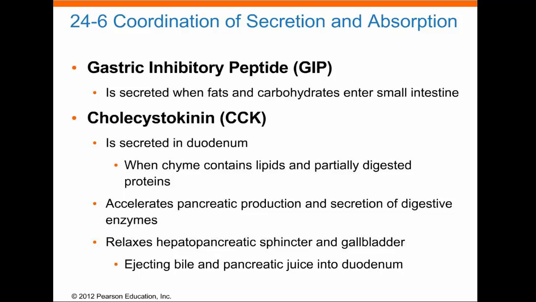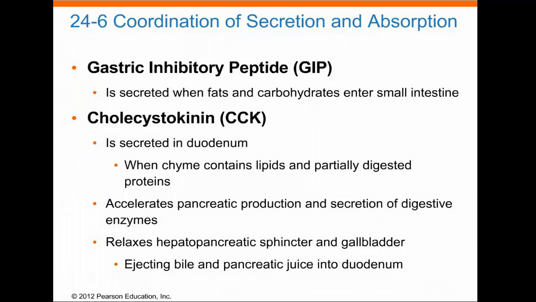Then we have the gastric inhibitory peptides, and they're secreted when fats and carbohydrates enter the small intestine. Then cholecystokinin is secreted in the duodenum when the chyme contains partially digested lipids and partially digested proteins. And this cholecystokinin increases the rate at which the pancreas secretes digestive enzymes.